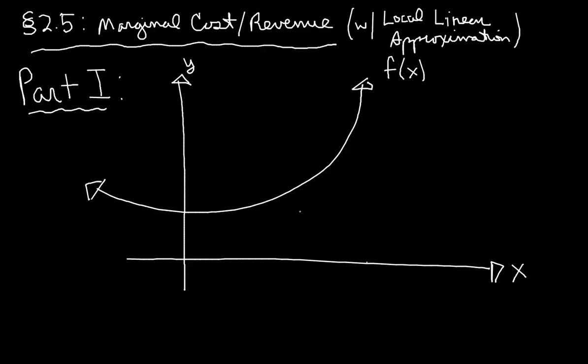Okay, in this video we're going to review the concept of marginal cost and marginal revenue, but combine it with the idea of local linear approximations. So this is all from Chapter 2, in particular Section 2.5, and I'm going to split this video up into two parts. In the first part we're going to talk about what it means to be a local linear approximation. And in the second part, which will actually be in another video, we're going to do a particular example of local linear approximation, but in the context of marginal cost and marginal revenue.